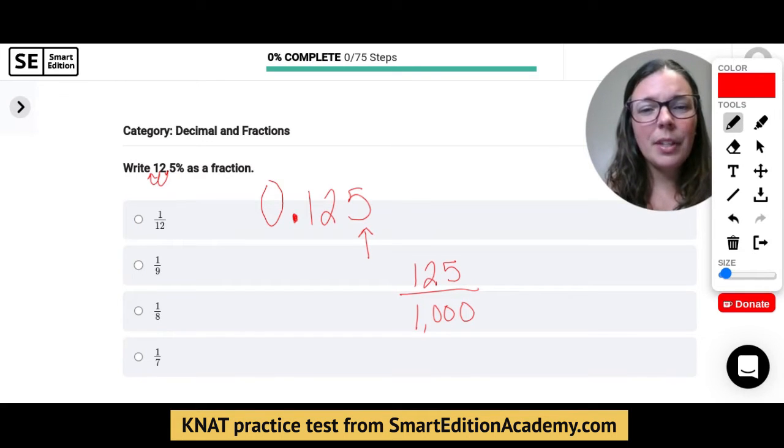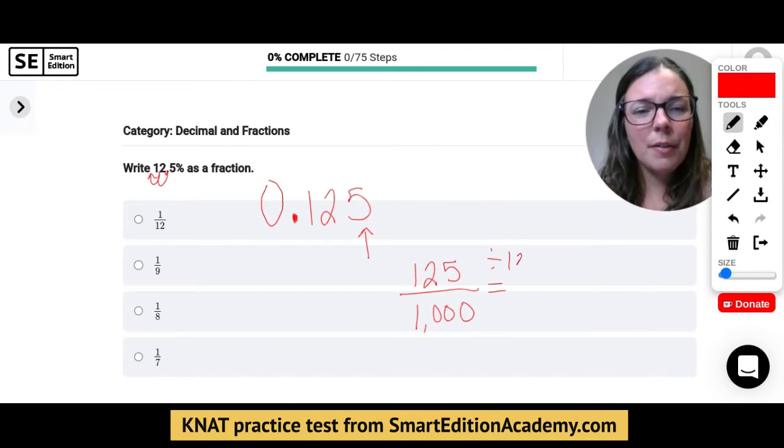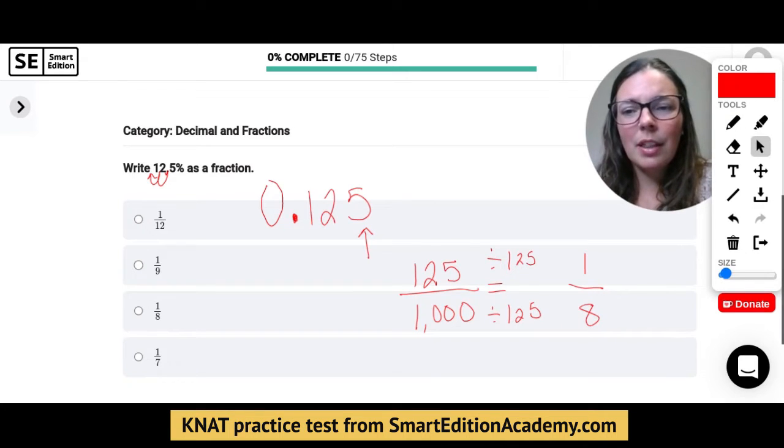So if we want to simplify this all in one step, we can actually divide each of these by 125. So that'll make it nice and easy. So when I do 1,000 divided by 125, I get 8. So this is the same thing as 1/8.